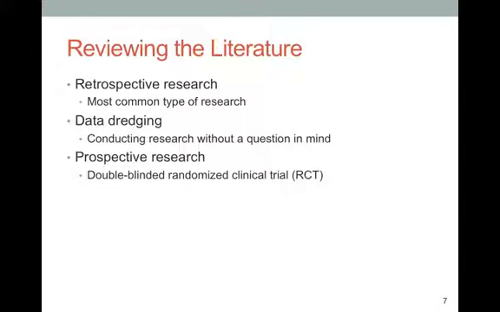Data dredging: conducted research without a question in mind. This is the application of a mathematical test or statistical significance to data and trying to observe any pattern in that data, and attempting to form a cause and effect conclusion. That really isn't scientific research.